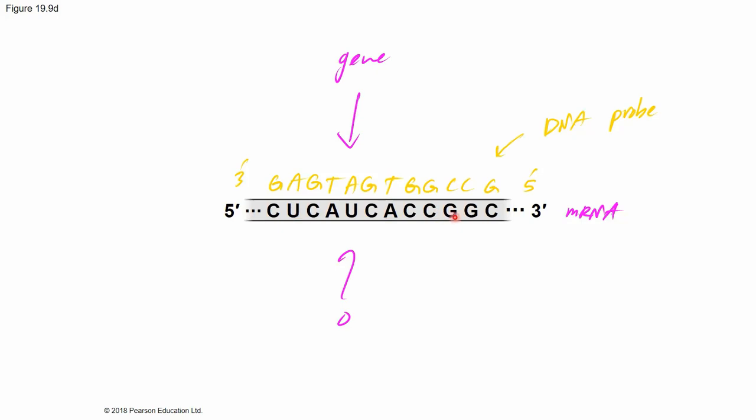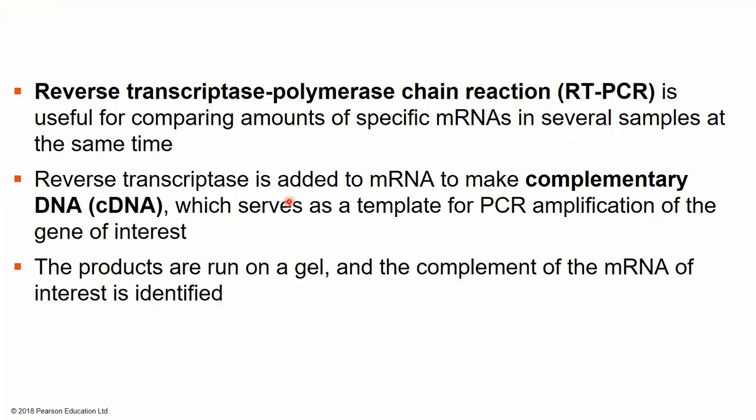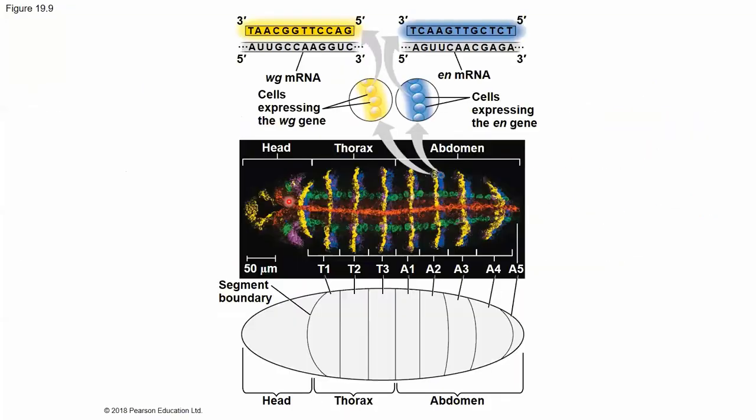Yes, Aziza, you have to know the sequence of the mRNA you are looking for. That's why you have to design a probe that has a complementary sequence to the sequence of the mRNA you are looking for. You have to have knowledge about the sequence of your gene, or the mRNA encoded by your gene. So, in this technique, in this figure, for example, this is Drosophila larvae.